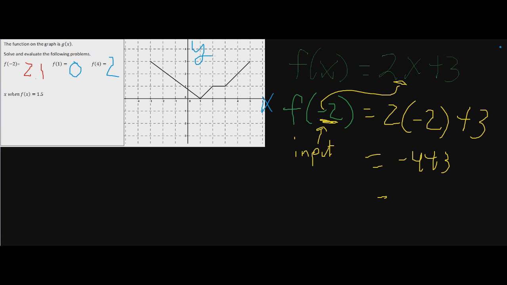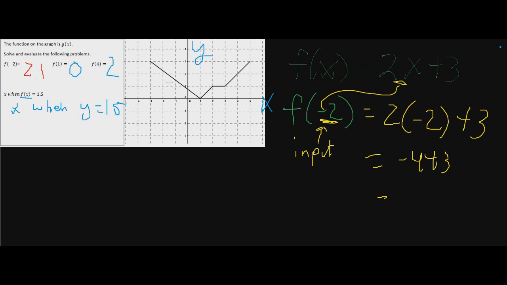Okay, now if we go over to this question over here, find x when f of x equals 1.5. Well, in this case, do we know what our input is? No, we don't tell you what's the number inside our function notation, inside these parentheses. We're actually trying to find x when f of x equals 1.5. Another way of writing this is, what is x when y equals 1.5? F of x is the exact same thing as y.